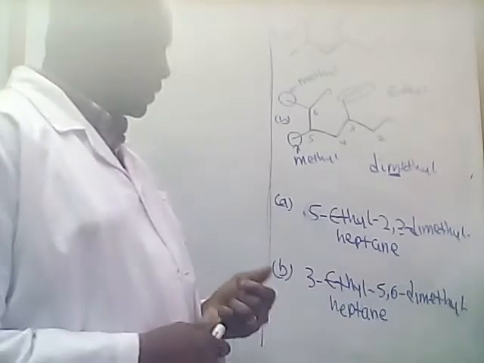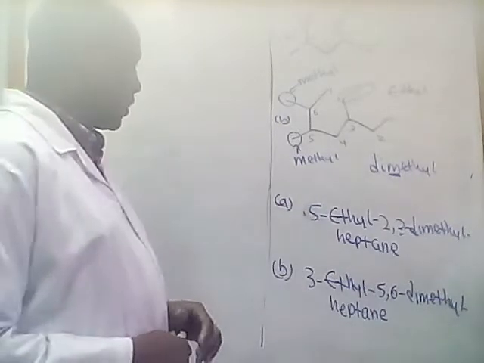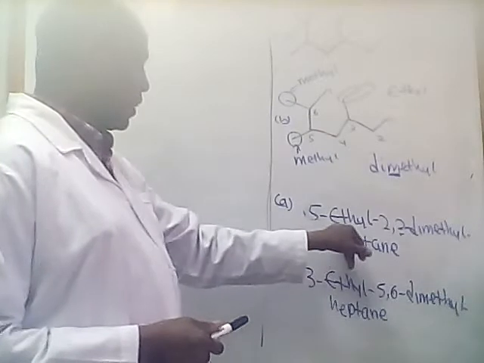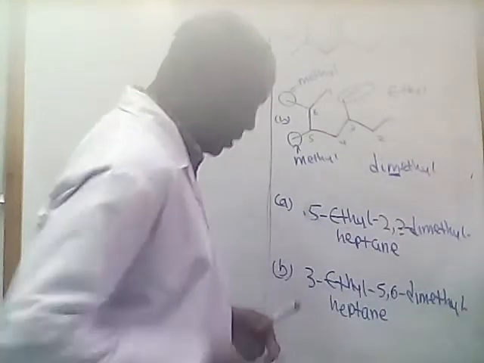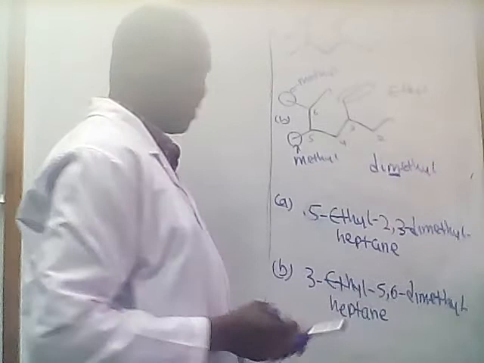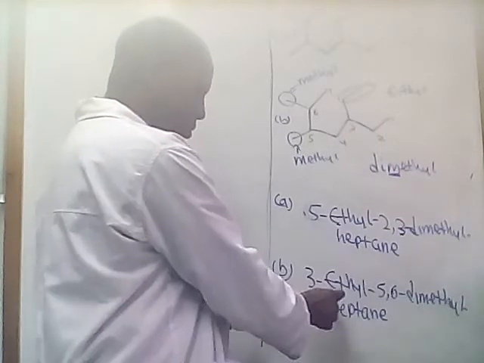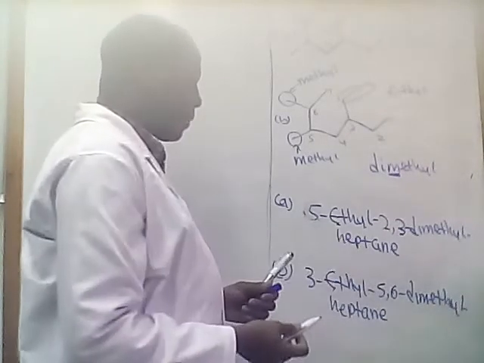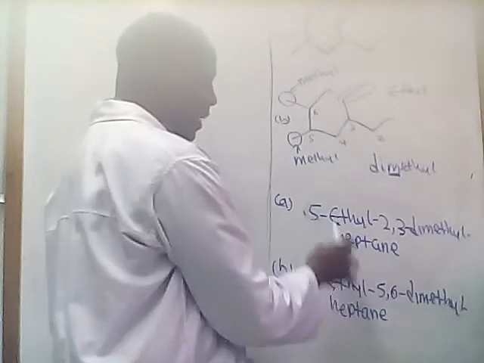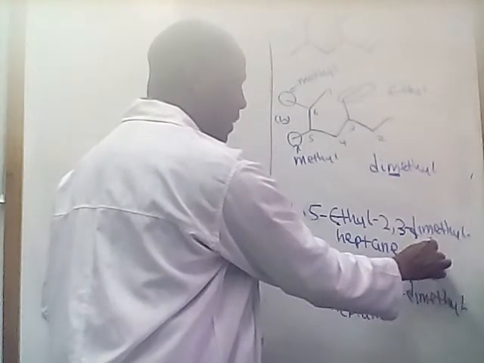I believe you've been able to discuss among yourselves which of these, A or B, is the correct answer for this structure. Is it 5-ethyl 2,3-dimethyl heptane, or is it 3-ethyl 5,6-dimethyl heptane? You can see that for both of them, the names begin with the letter E, and then there are two methyl groups, so you put a di, but the alphabetical order for dimethyl is not under D, it is under M.